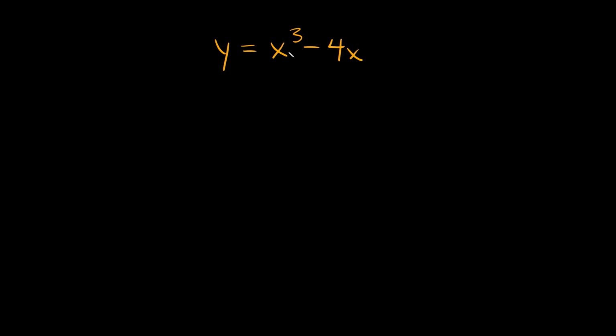All right, here's the last one. So we have y is equal to x cubed minus 4x, all right? So again, let's start at the beginning. So to find x-intercepts, y is going to be equal to 0. To find y-intercepts, that means that x is going to be equal to 0.